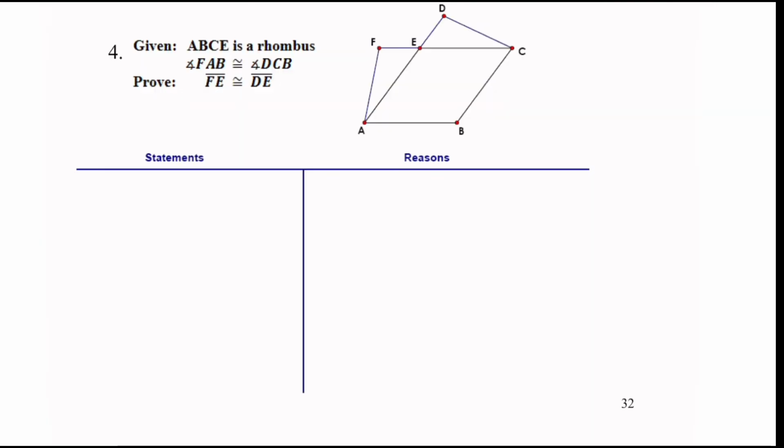Given ABCE is a rhombus, and that FAB is congruent to DCB. Prove that FE is congruent to DE. Okay, let's get rid of some of that marking. First statement is that ABCE is a rhombus.